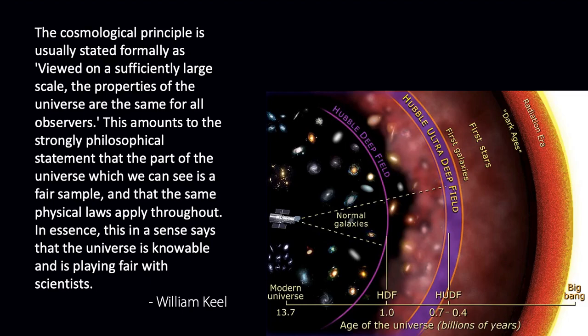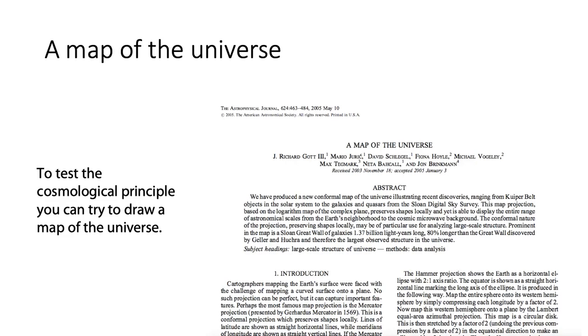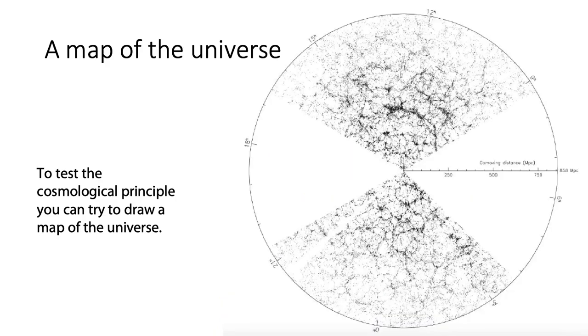But the riposte to that is that the cosmological principle is about the laws of physics rather than about the presence of certain particular peculiarities such as us. We could also try and test the cosmological principle by doing a map of the universe, seeing what's out there. People have tried to do this.